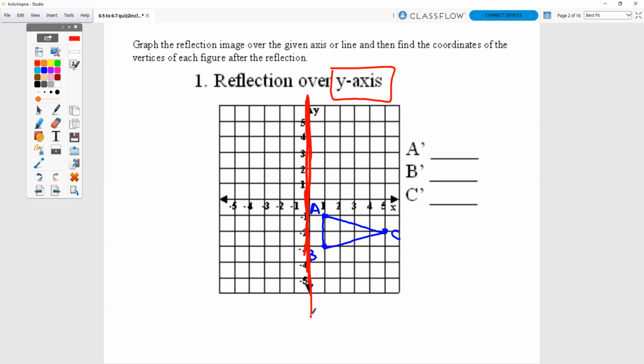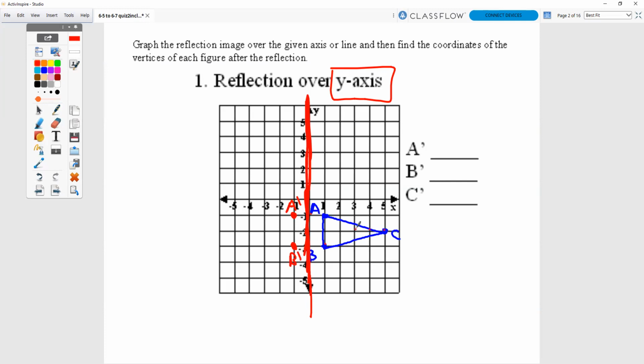The biggest mistake that people make on this question and the next one is doing it over the wrong axis. So if you make that line darker right away, you're less likely to make a mistake. So starting with A, you want to count one place to the y-axis and then count one place away from it. That is A prime. Label it right away because you need to draw the picture, you need to label it, and you need to write the coordinates. Starting at B, B is one place to it. So one place away from it, this is B prime.